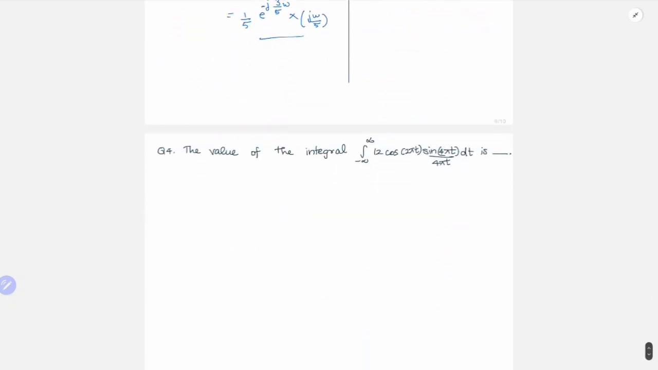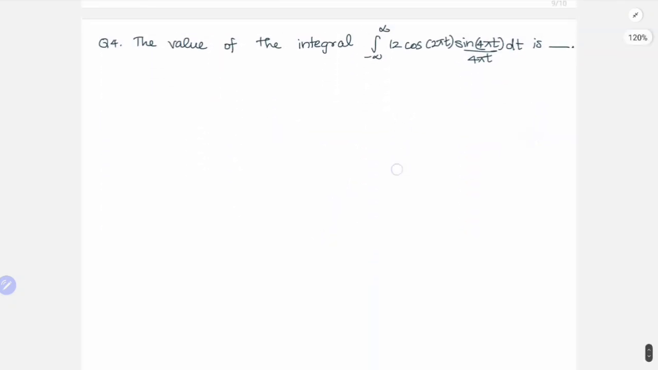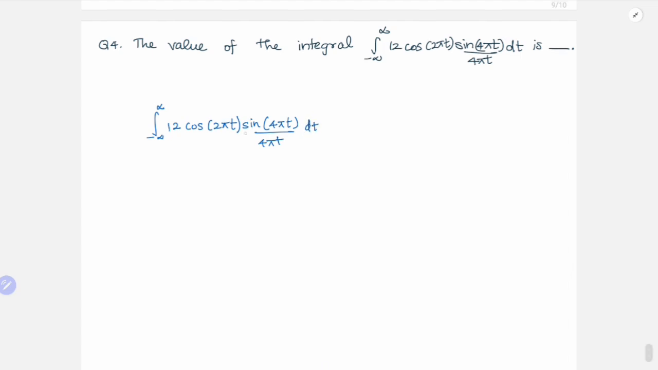Okay. So moving on, this is our last question for the day. The value of the integral, so I'll write the integral here, 12 cos 2 pi t sine of 4 pi t by 4 pi t dt. So if you observe, this is nothing but the average of this signal.